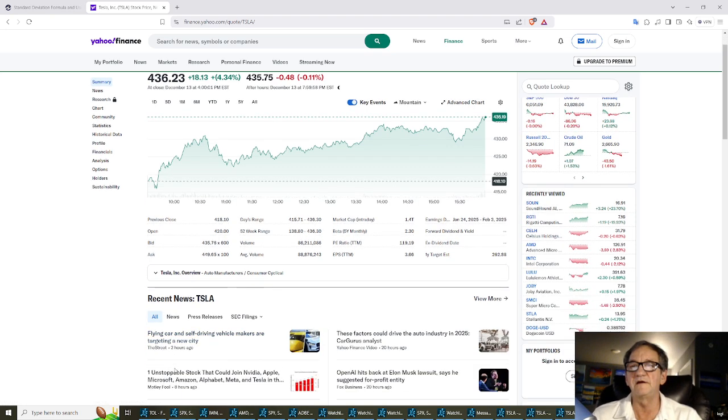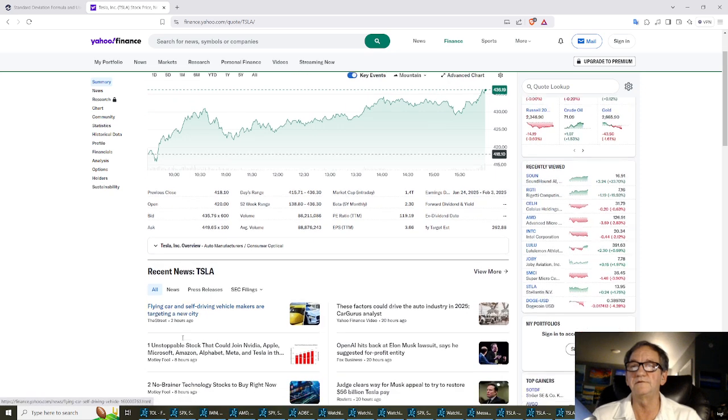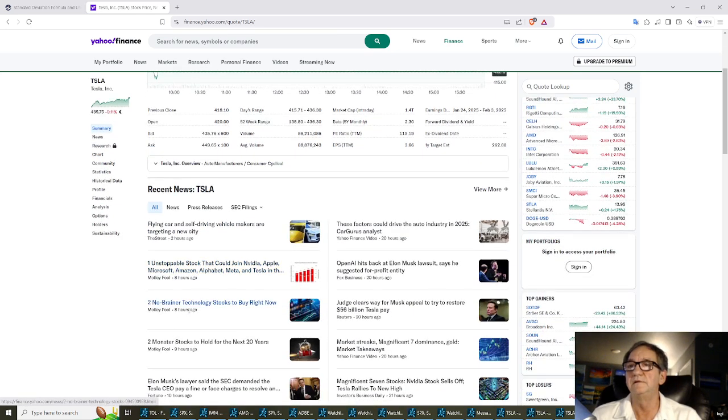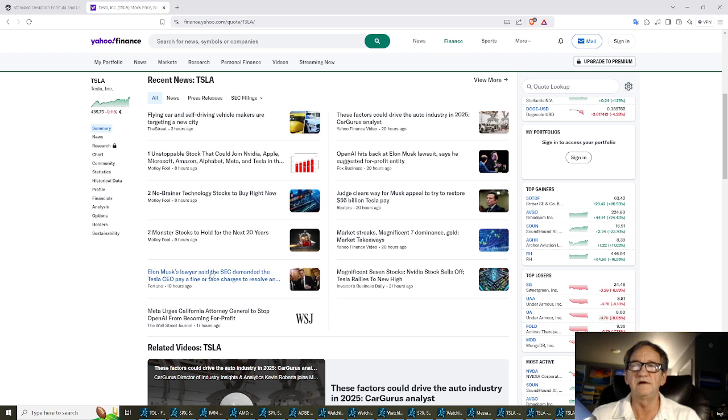Now we got a flying car, vehicle makers, let's see what that is. No-brainer, technology stocks a buy right now. All the CEOs are excited that Trump's in office. We got Elon Musk's lawyer saying the SEC demanded the Tesla CEO pay a fine or face charges if not resolved. So I got to figure out what that is. They're going to come in here and try to pick on him a lot.